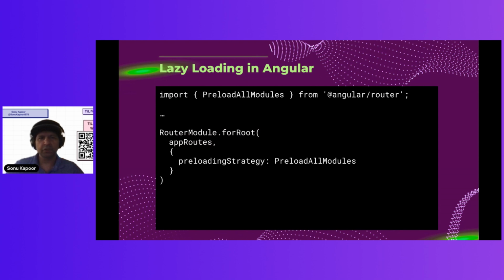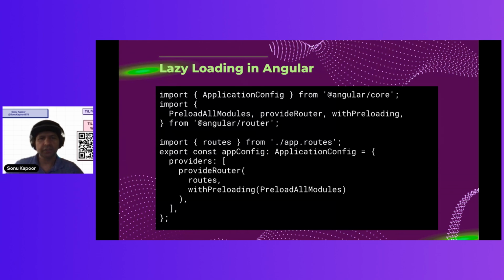In a module-based application, all you have to do is set the preloadingStrategy property and set it to PreloadAllModules. And for standalone applications, configure the preloading strategy by adding withPreloading to provideRouter in the app.config.ts. So these are really cool features, or I guess quick enhancements you can do to lazy load your application.